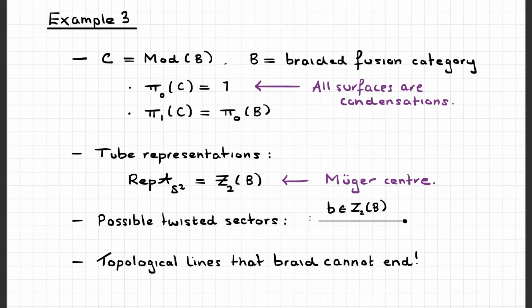Representations of the tube algebra, it's basically just the Müger center of the braided fusion category. And it's really just capturing the possible twisted sectors. In this case, there are no surfaces to act, so all you're doing is enumerating the twisted sectors. And it just tells you that the only lines that can end are those that don't braid. And those are your allowed twisted sectors. So this reproduces something fairly standard about lines.